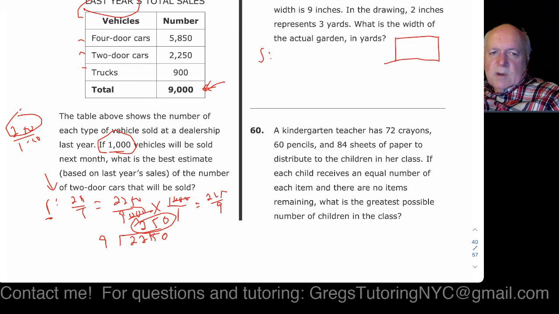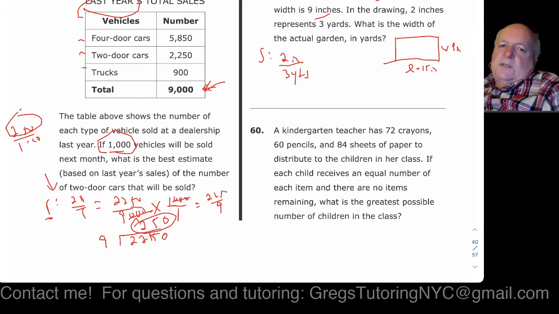So it says in a scale drawing of a rectangular garden, the length is 15 inches and the width is 9 inches. So when I do these, I'm looking for your unit conversion as well, because on top of it, they may ask us to do something with that. So in the drawing, 2 inches represents 3 yards. All right, so that's my rate. 2 inches is the 3 yards. So they're asking us, what is the width of the actual garden?